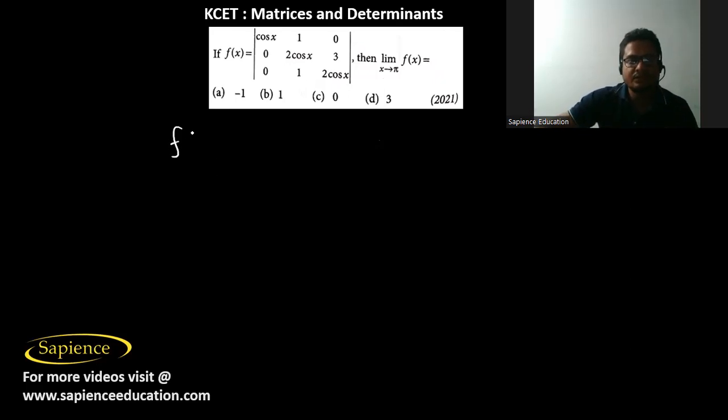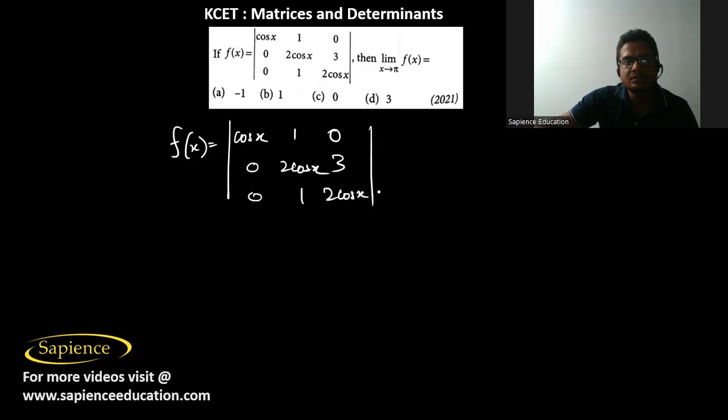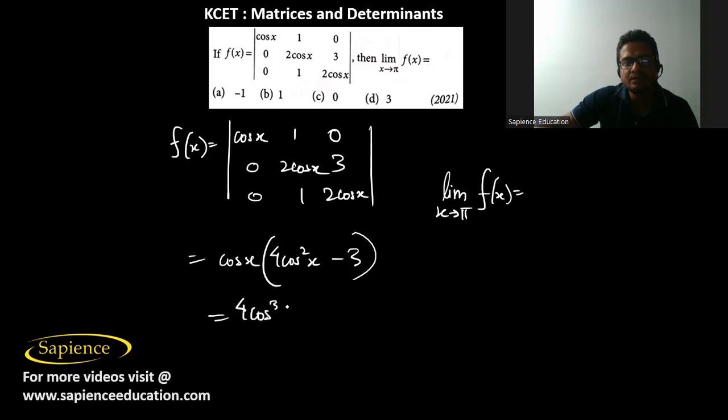Here it is told that the function f(x) is given as the determinant of cos x 1 0, 0 2 cos x 3, 0 1 2 cos x. Then what is the value of the limit as x tends to pi of f(x)? If we expand this along the first column, we will get cos x into (4 cos square x minus 3). So this will be 4 cos cube x minus 3 cos x, which is obviously equal to cos 3x.